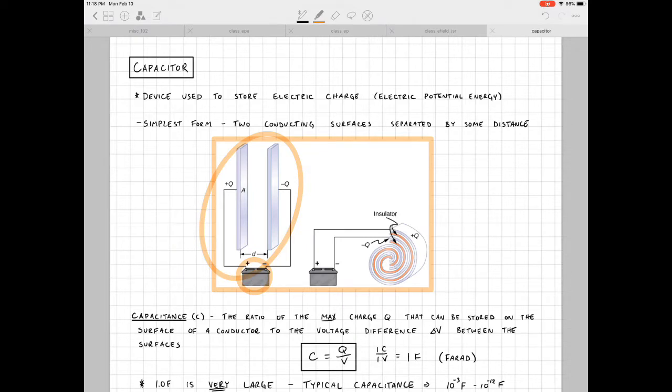Over here on the right, there's a slightly more complicated capacitor setup where there are multiple layers of conducting material with an insulator in between. These things can be a little more complicated, but essentially we want to just think about the simplest cases where we've just got two conducting surfaces.